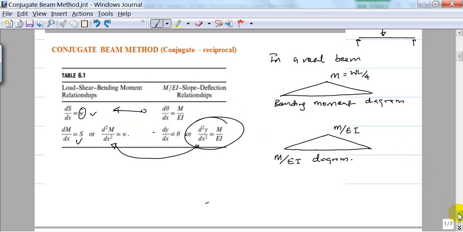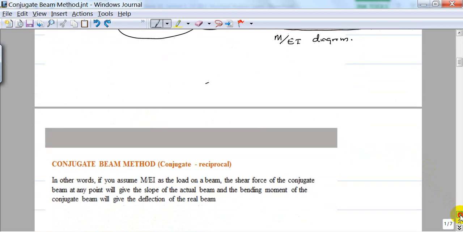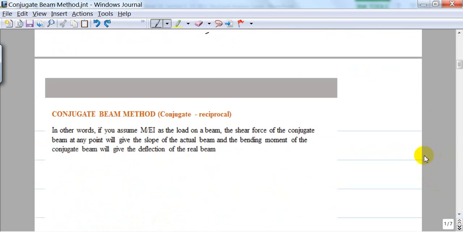Now we'll see how to develop this conjugate beam. To develop the conjugate beam, we need to have some sort of assumption, or some sort of methodology to convert the real beam into a conjugate beam. This is the same thing that I had discussed earlier: if you assume M over EI as a load on a beam, the shear force of the conjugate beam at any point will give you the slope of the actual beam, and the bending moment of the conjugate beam gets you the deflection of the real beam.